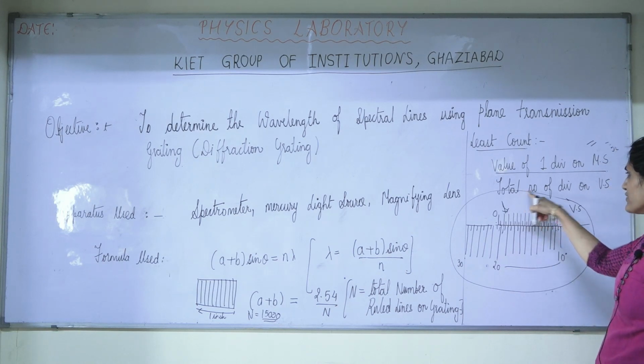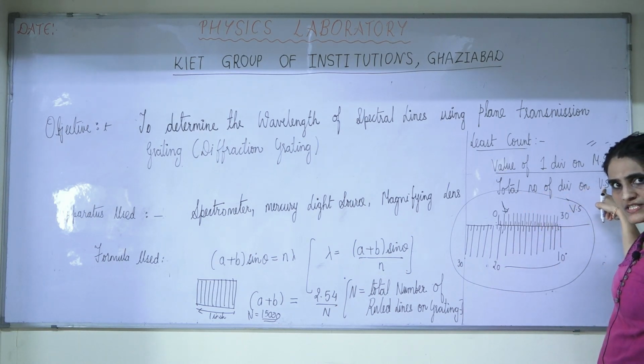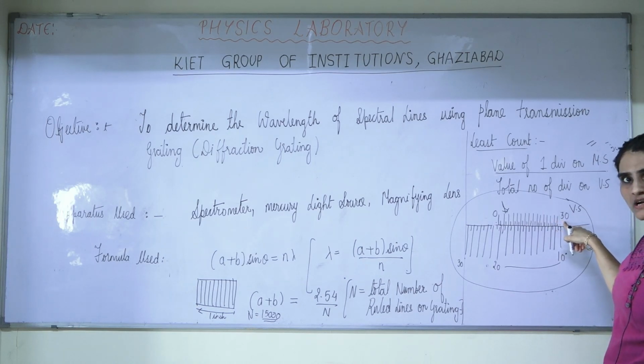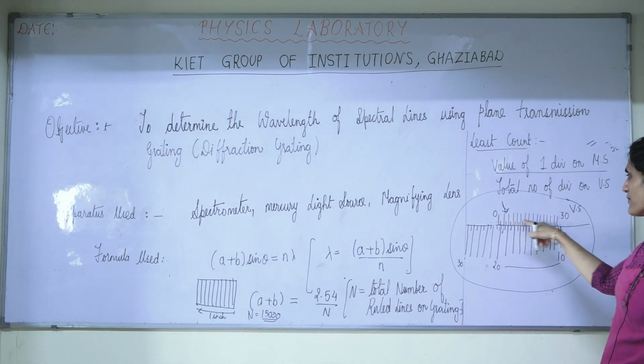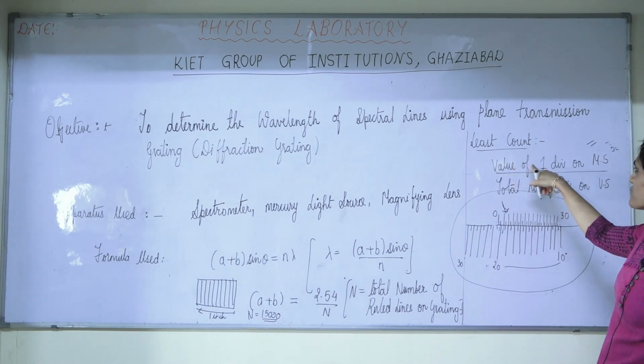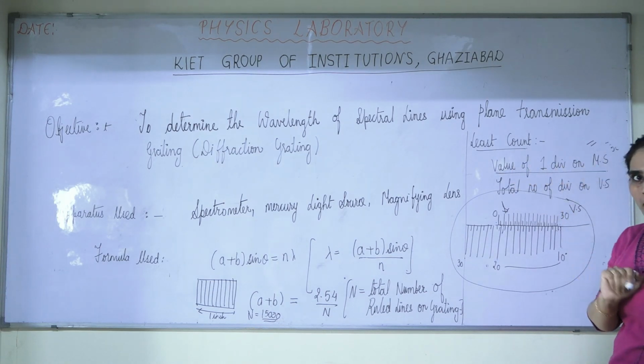So I will calculate the total number of divisions on the vernier scale. Here in the diagram, this is my topmost layer, which is the vernier scale. The total number of divisions on the vernier scale is 30. Now I will calculate the value of 1 division on the main scale.